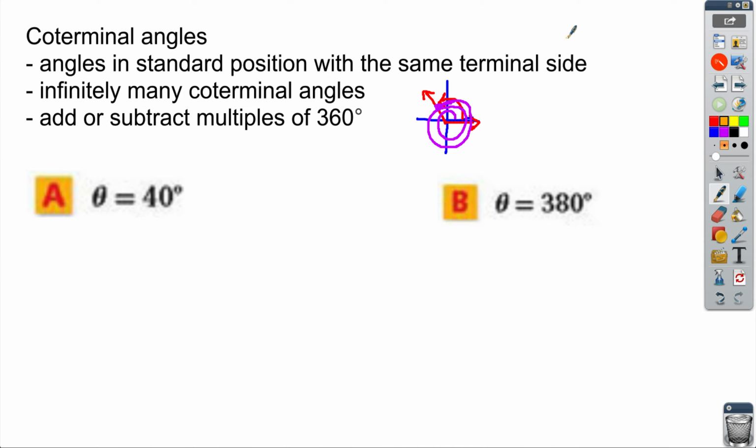In the same manner, you can also have negative measures. Starting from the initial side, instead of going the positive direction, I can go the negative direction. But see, I can also end over here on the same terminal side, but this time with a negative measurement. All right, so let's observe a few examples down below. In order to find coterminal angles, you either add or subtract multiples of 360. So it's very much like what we've done with the 360 degrees, 720 degrees, and so on and so forth.